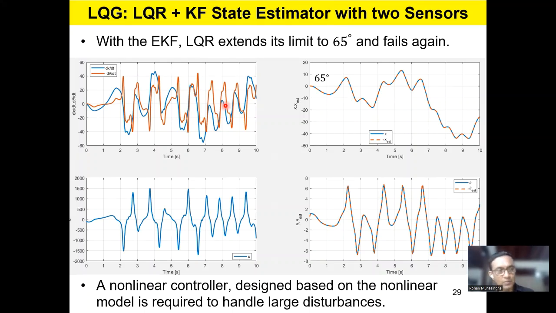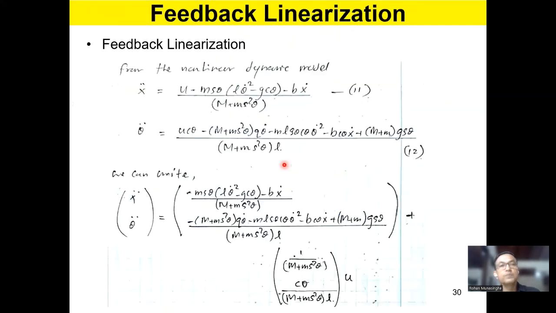So therefore, now all focus is on the controller. How can we change the controller to go beyond this point, beyond 65 degrees? For that, we need to use nonlinear control. So I'm going to show you one of the nonlinear controls, which is known as feedback linearization. It is somewhat easy to explain.